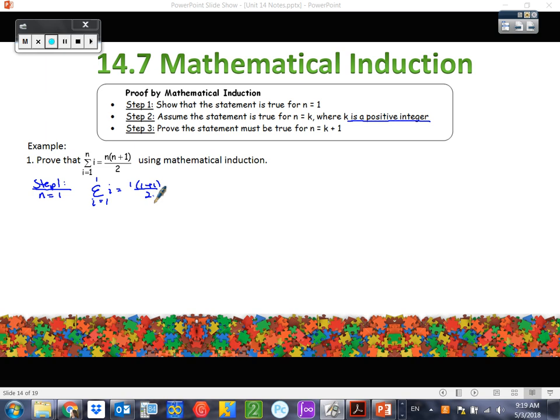Now what I do is I work each side out and show that they are equal. So if I'm doing the summation from 1 to 1 of i, that's just 1. And then this is 2 over 2, right? 1 plus 1 is 2, 2 over 2 is 1, so that checks. Step 1 is done. We should all be able to get step 1 without a problem. We just sub a 1 in and then show that it's true. Done.